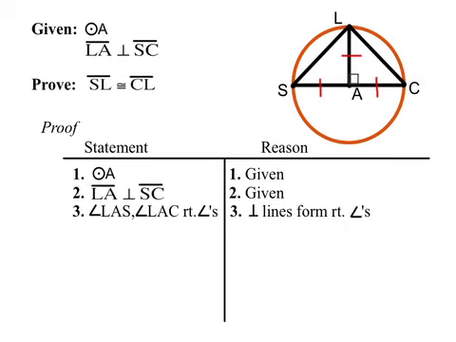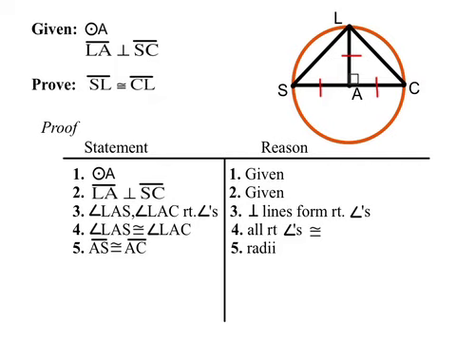And then we'll note that angle LAS and angle LAC are right angles because we know that perpendicular lines form right angles. And then those two angles are congruent because all right angles are congruent. And we know that segment AS is congruent to segment AC by Theorem 19, that all radii of a circle are congruent. We shorten that theorem to simply one word, radii. But when we write radii in a proof, what we mean is that all radii of a circle are congruent.